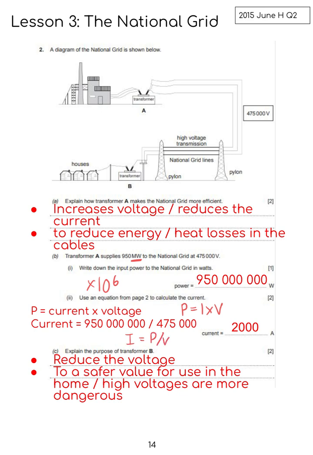So you take whatever answer you got in the previous question, there'll be error carried forward marks here, and divide it by the voltage you've been given, and you should get a current of 2000 amps. Then finally explain transformer B, so that's our step down transformer. It reduces the voltage for 1 mark, and it's to make it safer for that second mark.